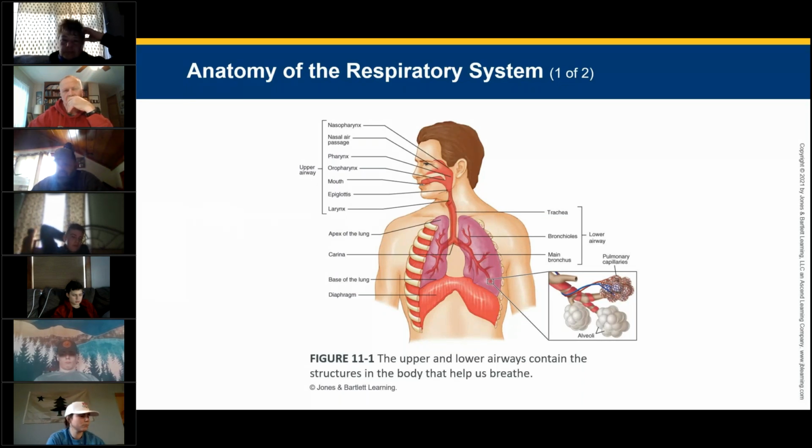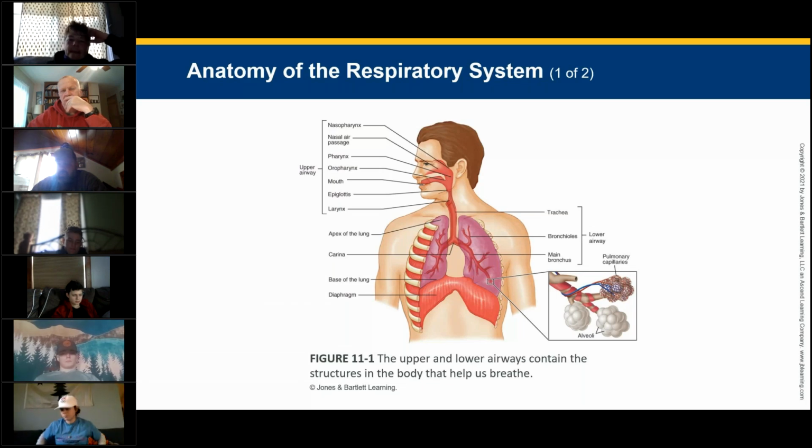For the lower airway, we start out with the trachea, the bronchioles, the main bronchus. The apex of the lungs is the top of the lungs. The carina is the dividing point in the middle. The base of the lungs would be the bottom. And you can see your diaphragm underneath the lungs.